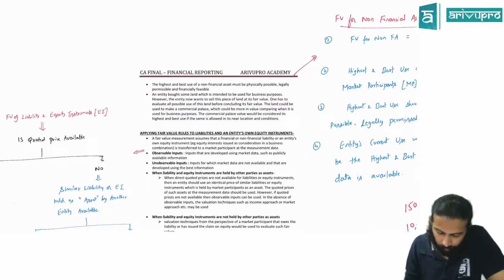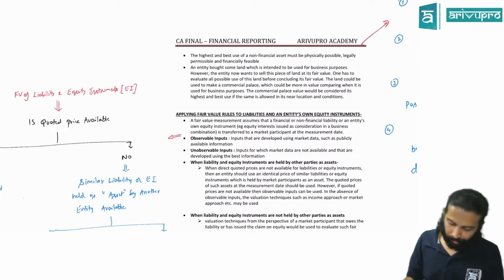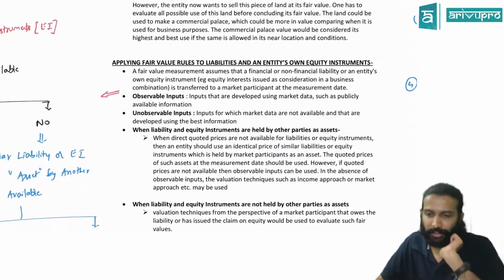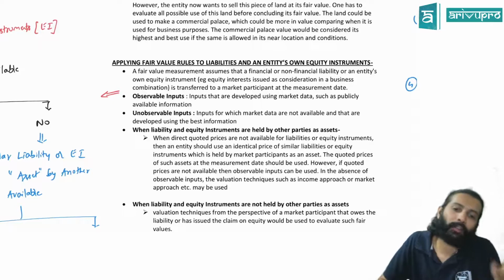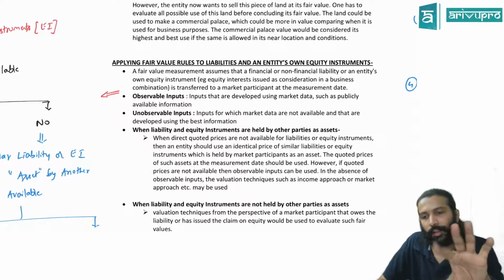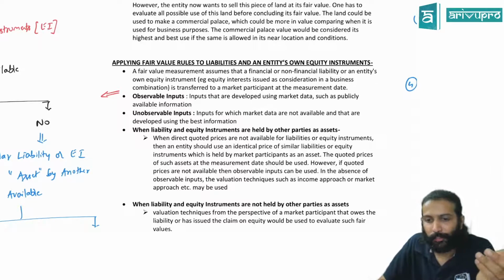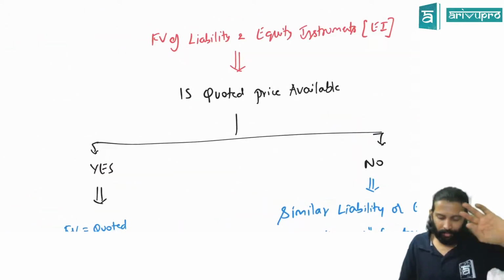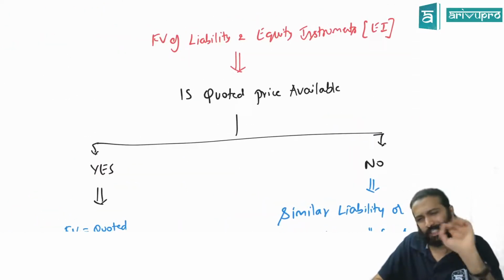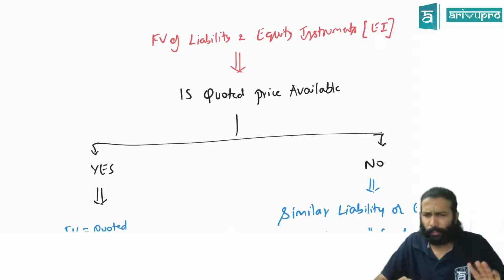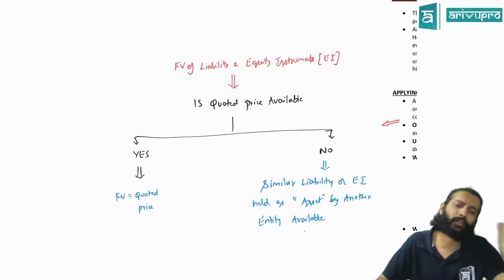Then we went to liabilities or the entity's own equity instruments. If you have to find the fair value of the entity's equity shares or its liability, then what do you do? First, check if we have any quoted price on the stock exchange. If it is there, awesome. You don't have to look any further. Use that only as the fair value.